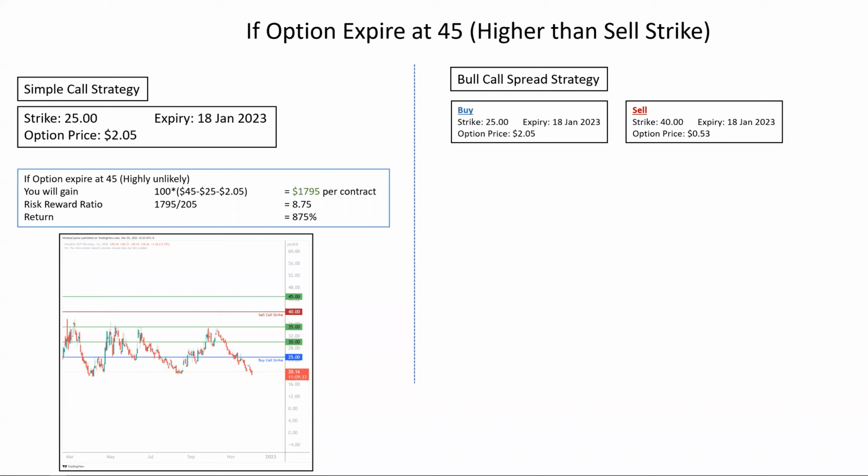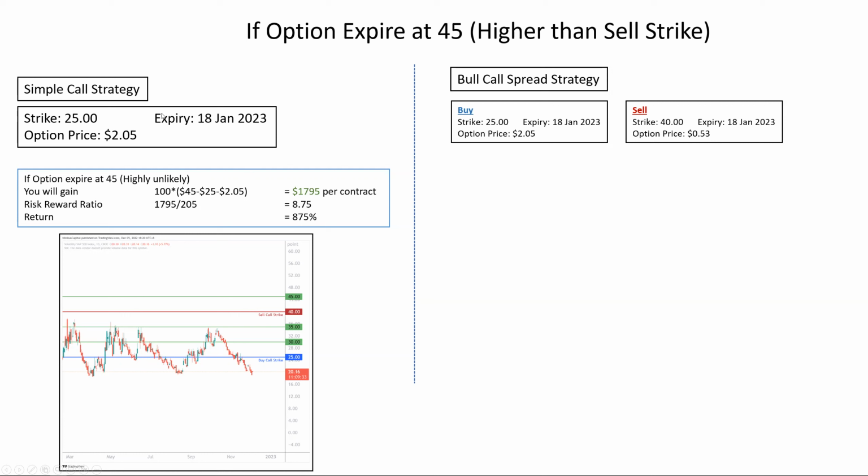Now 45 is beyond the strike price of your selling call option already. So on the simple call strategy, if VIX option expires at 45, which is highly unlikely, but let's calculate anyway, you will get 45 minus 25, which is your strike price, minus 2.05, which is your option price, multiplied by 100, you will get $1,795 per contract, which gives you a risk reward ratio of 8.75. It will give you a return of 875%. But this is highly unlikely.